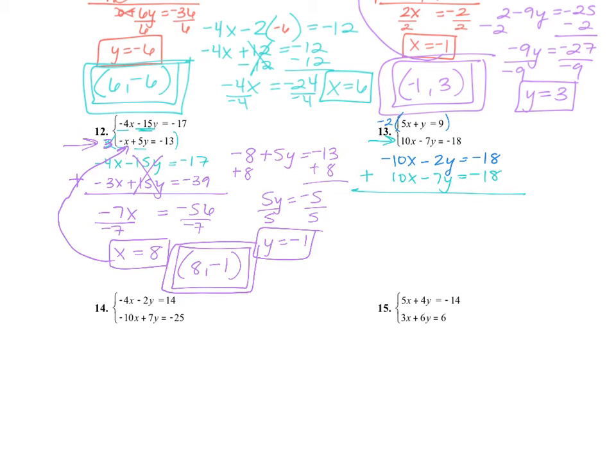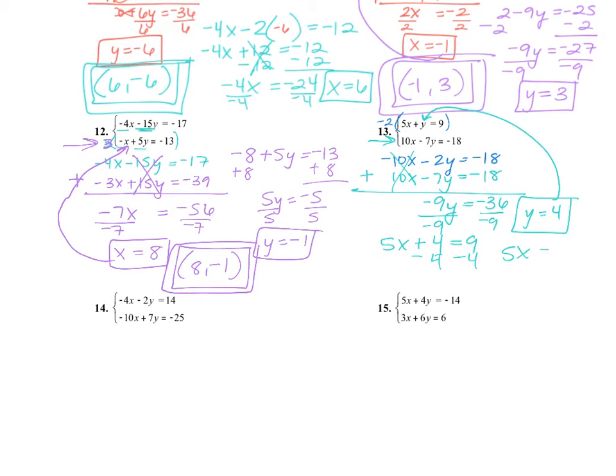So then what you do here is negative 10x plus 10x is 0, so that is going to zero out for us. Negative 2y minus 7y is negative 9y. And then negative 18 plus negative 18 is a negative 36. We'll divide by negative 9, so y is 4. Okay, and then I would bring that back up right here and say 5x plus 4 equals 9. So take away the 4, so 5x equals 5, and divide by 5, so x is 1. Okay, that means my answer is 1, 4.